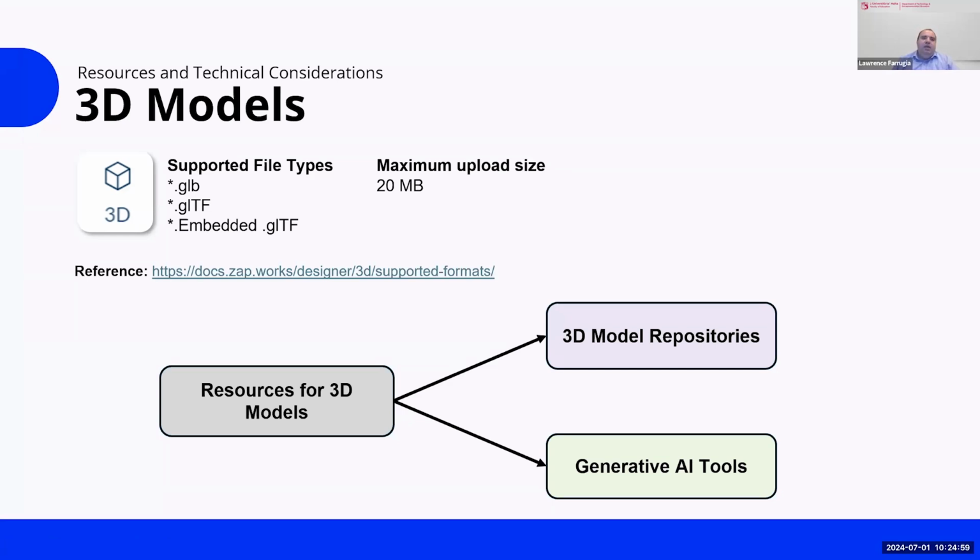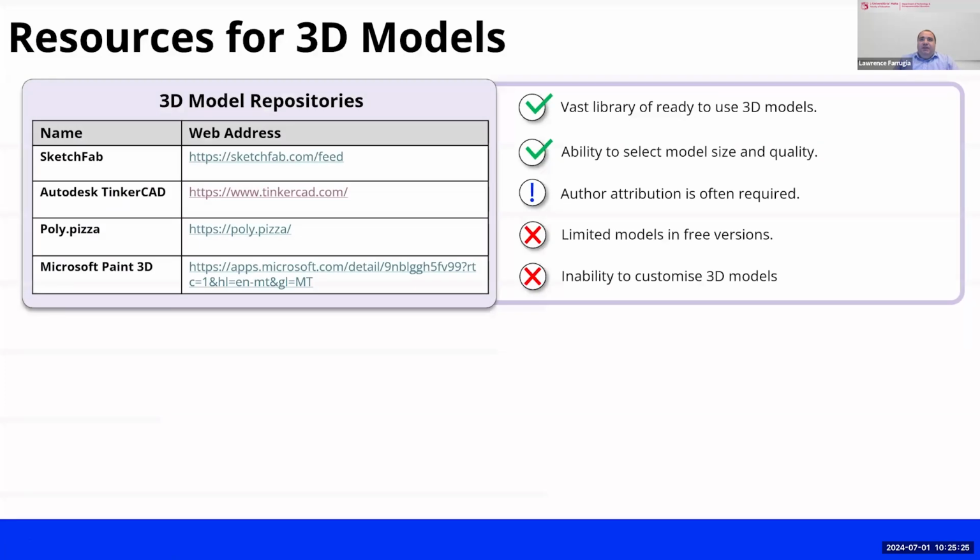What are the resources for 3D models? So again, similarly with images, we can use 3D model repositories. Essentially, these are websites which will allow us to download a select number of 3D models. And interestingly enough, we can also use generative AI tools. So what are the options that we have available? So this is a list. The table on the left-hand side provides you with a list of websites which allow you to search and download a limited number of 3D models.